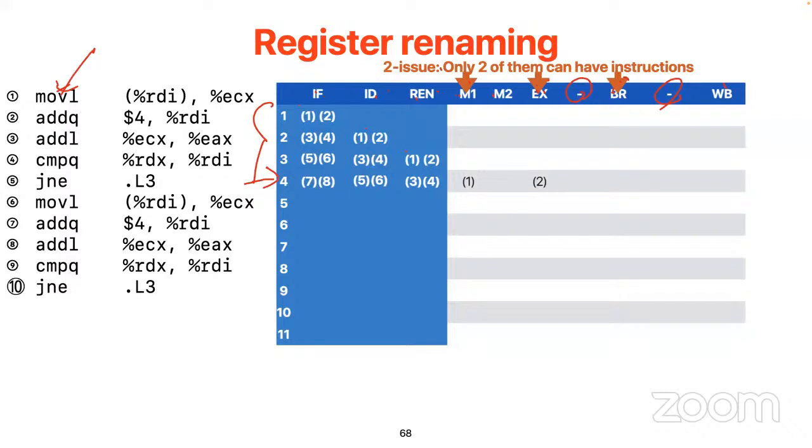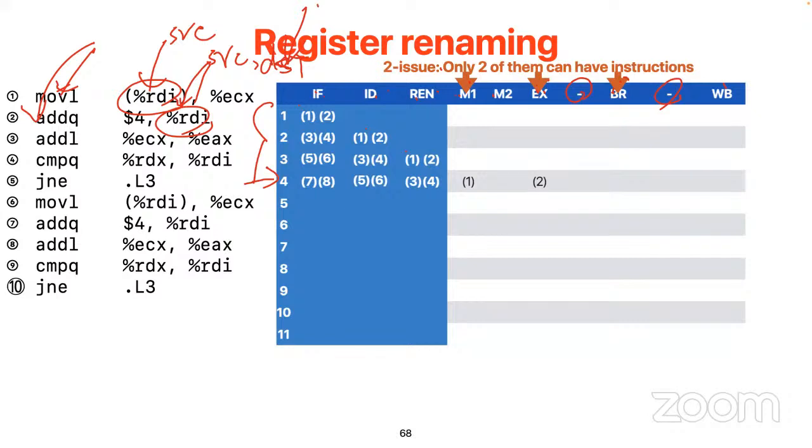The first one is a move instruction. The second one is an LU instruction, and they don't depend on each other after register renaming. You might think, well, they both use RDI, but this RDI here is only the source, and this RDI here is both source and destination. However, remember, with register renaming, the destination will be renamed to a different register.